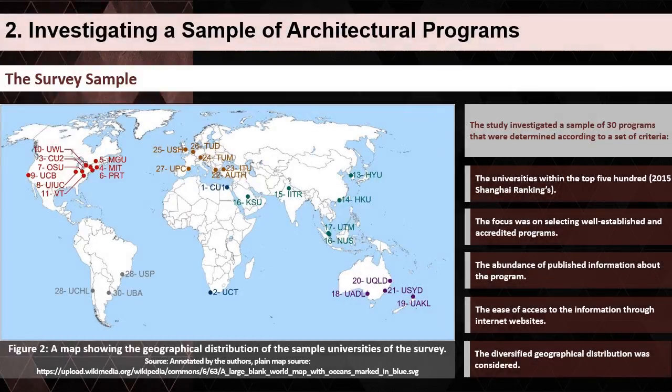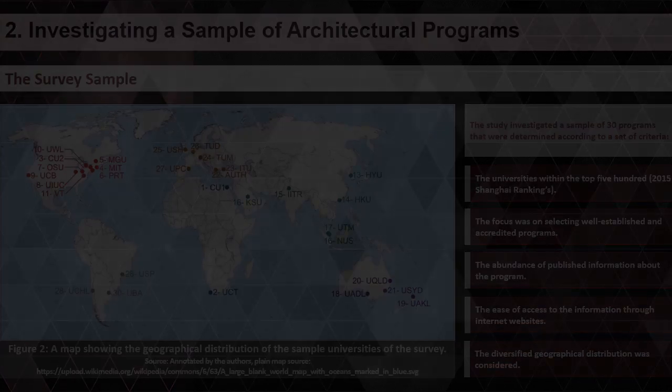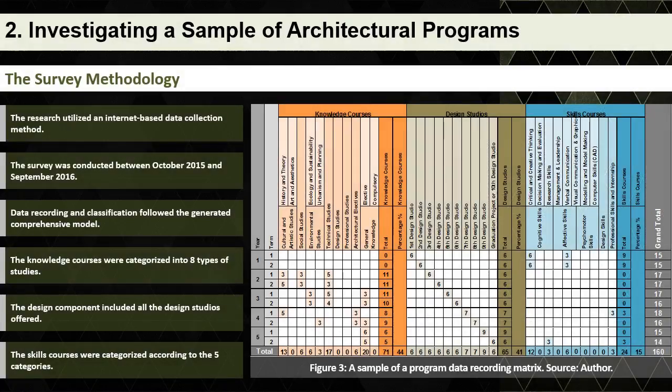The study investigated a sample of 30 undergraduate architectural programs worldwide, which were determined according to a set of criteria. The survey utilized an internet-based data collection method. It was conducted between October 2015 and September 2016. Data recording and classification followed the generated comprehensive model.